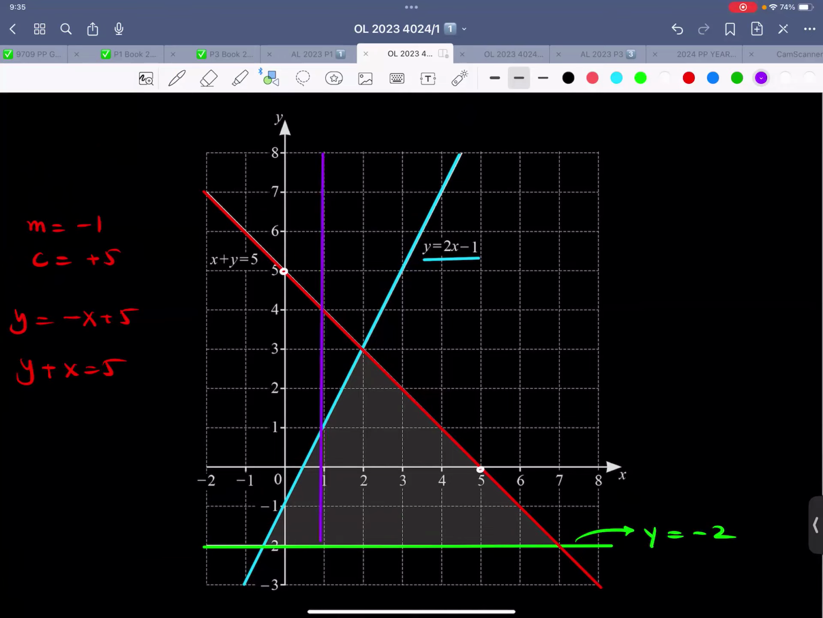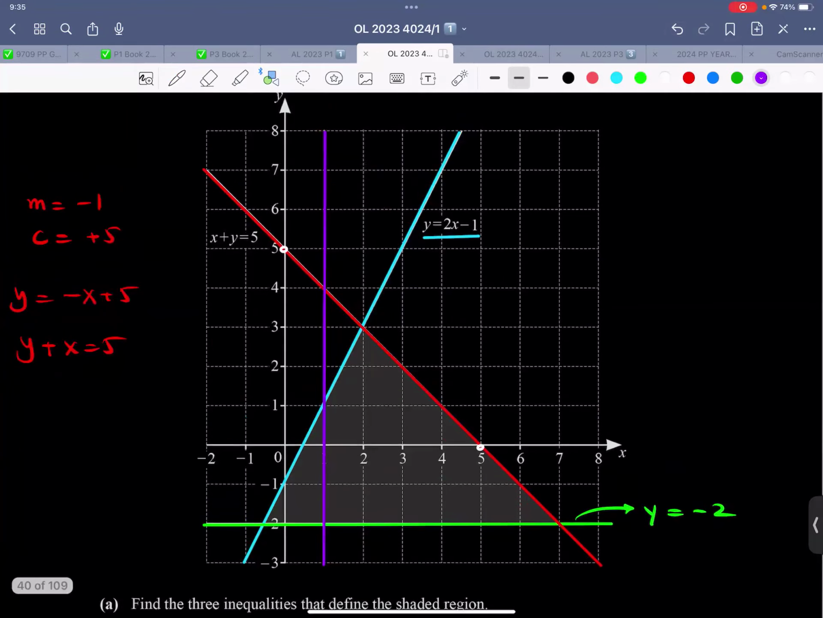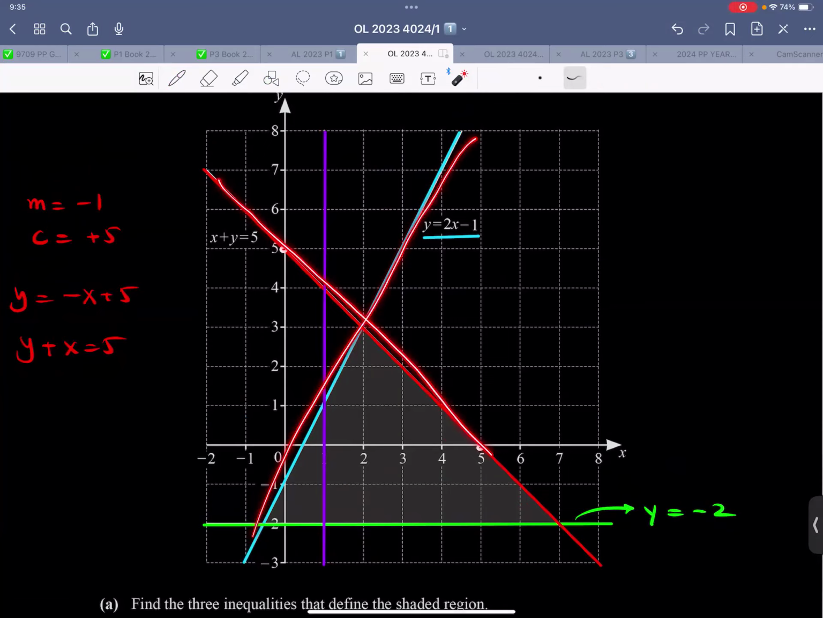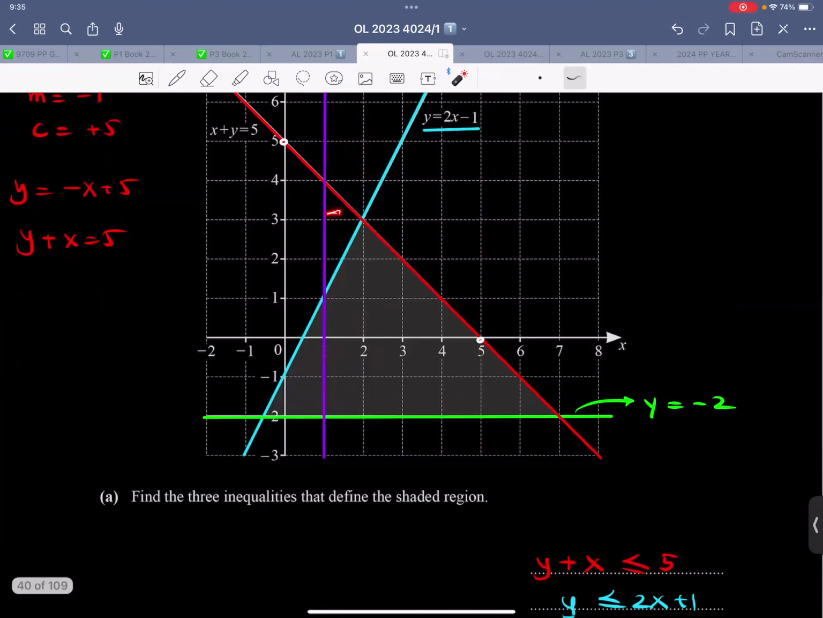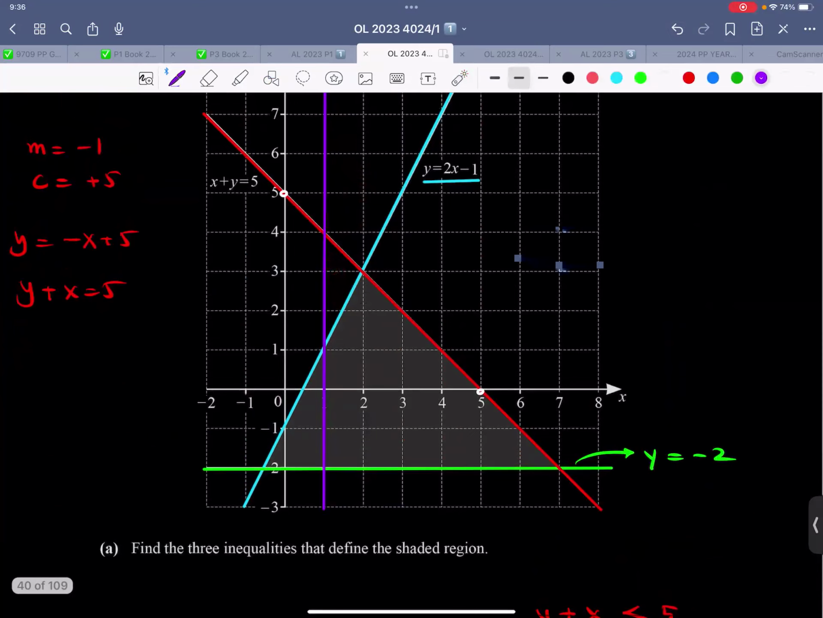Okay, so let me draw it more accurately. Okay, that is good enough. So now what is the region? Think of it again. It's below the red line, above the blue line, and to the right of the purple line, because it says greater than or equal. So therefore, this is the region. So let me mark this region with white crosses. So that is this region.